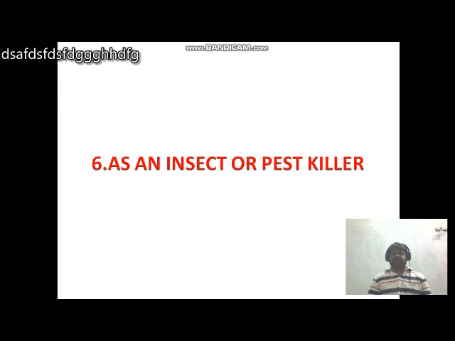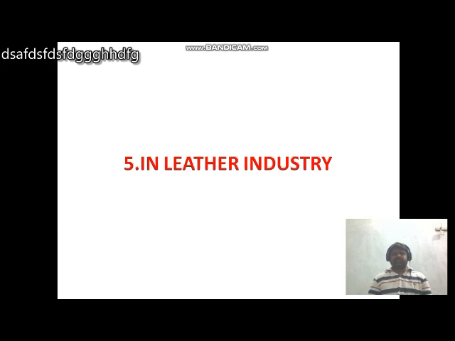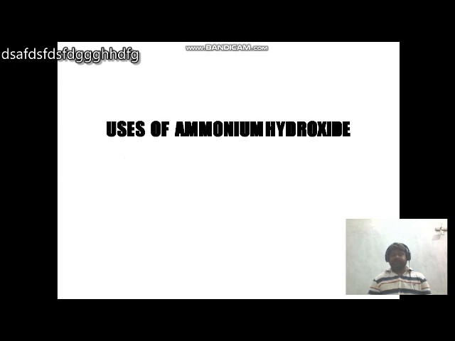Next, as an insect or pest killer. On the agricultural field, so many insects come and spoil the crops. So for killing those insects, calcium hydroxide is used as a chemical to kill the pest or insect. Next, calcium hydroxide is used in the leather industry. Already you know very well the leather industry is useful for making chappals and handbags.